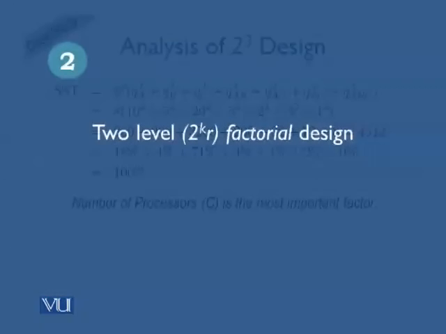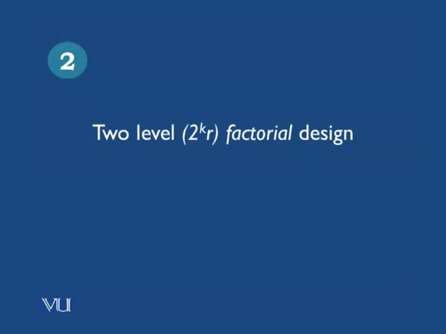We can now talk about two-level factorial designs in which you also have replications. These replications are very important for estimating the experimental errors and for calculating things like the confidence interval, and the experimental error can also be quantified.